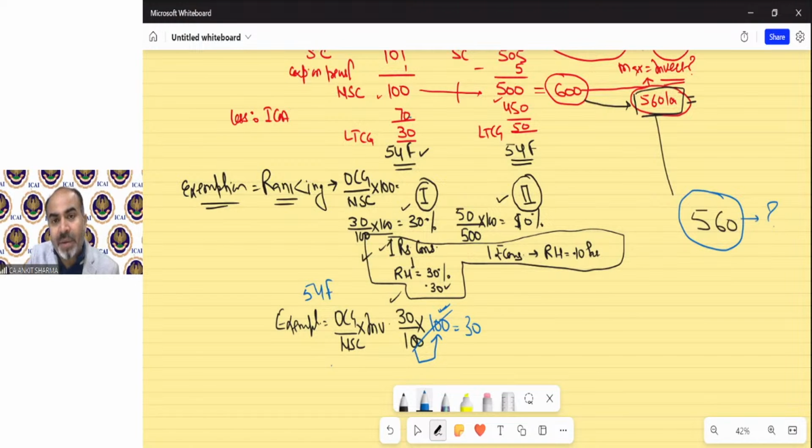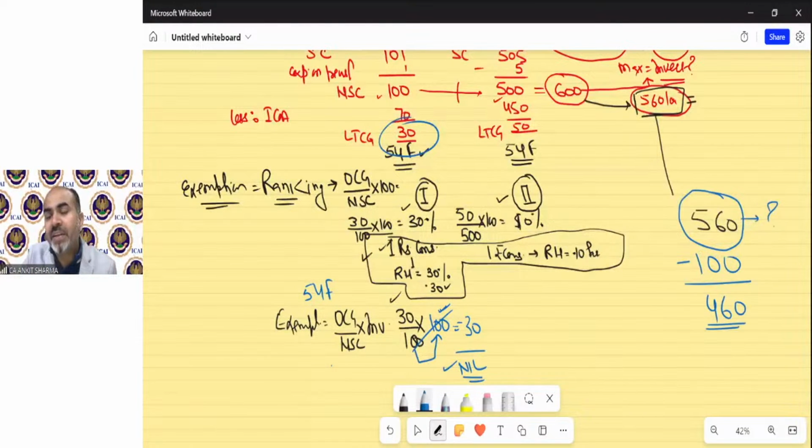So what was the capital gain? 30 lakh. What is the exemption? 30 lakh. So taxable gain for shares will be nil. Full amount has been exempted because your complete consideration has been invested. So if your full consideration is going to be invested, the gain will be exempted completely. Now out of this 560, 100 lakh has been used. So now balance is 460 and it has been used by land.